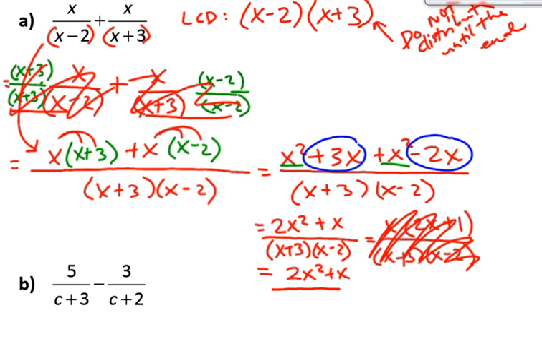To get my final answer, I want to have things distributed. So now double distribute, and you get x squared minus 2x plus 3x, which is plus 1x, and then 3 times negative 2 is negative 6. And that will be the final answer.